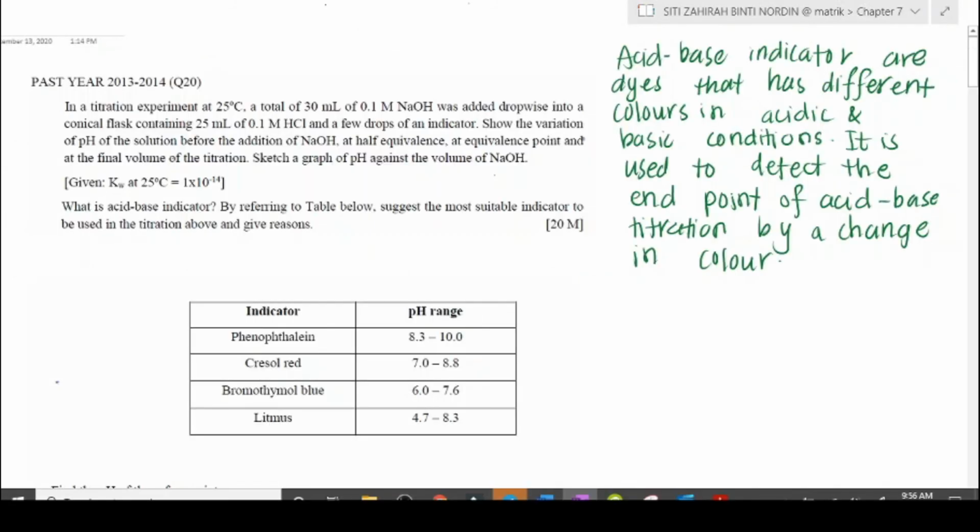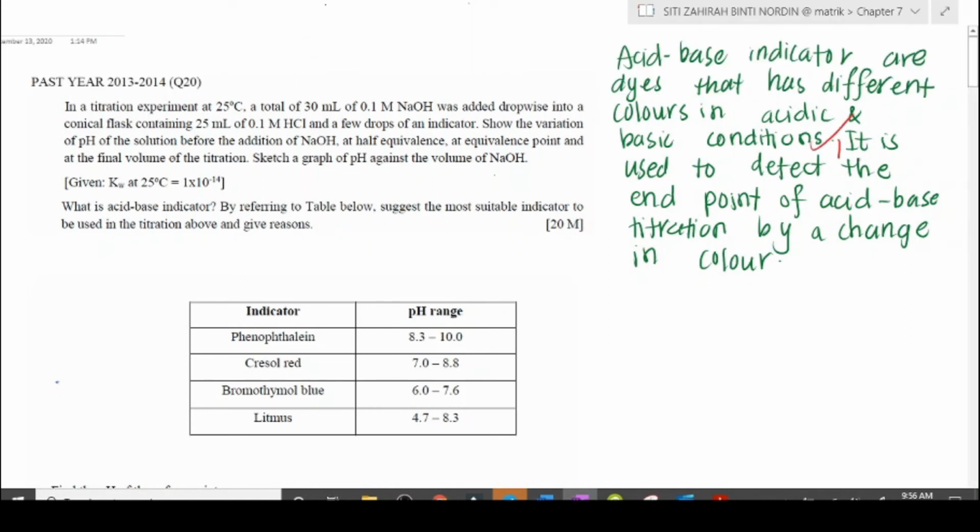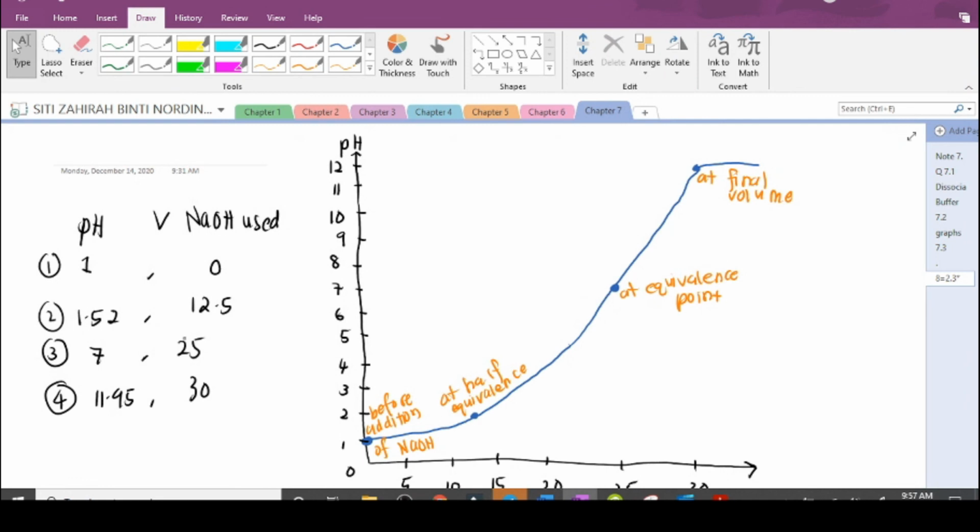What is acid-base indicator? So it is the dye that has different colors in acidic and basic conditions. So this already got 1 mark, and it is then used to detect the endpoint of acid-base titration by a change in color. And then next, the last question is to suggest the most suitable indicator. So look at our graph. So at equivalent point, at this point, the pH is 7, right?